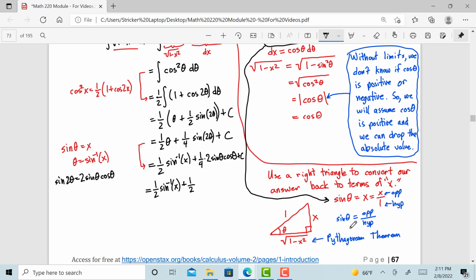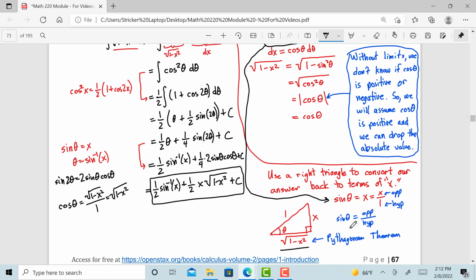And now we use our right triangle. So sine theta, we already know sine theta is x, but then cosine theta is adjacent over hypotenuse. So the adjacent side in our right triangle is right here. The square root of 1 minus x squared over our hypotenuse, which is 1. Or it's just going to be the square root of 1 minus x squared. And so we have, instead of cosine theta here, the square root of 1 minus x squared plus c. And that's going to be our final answer.